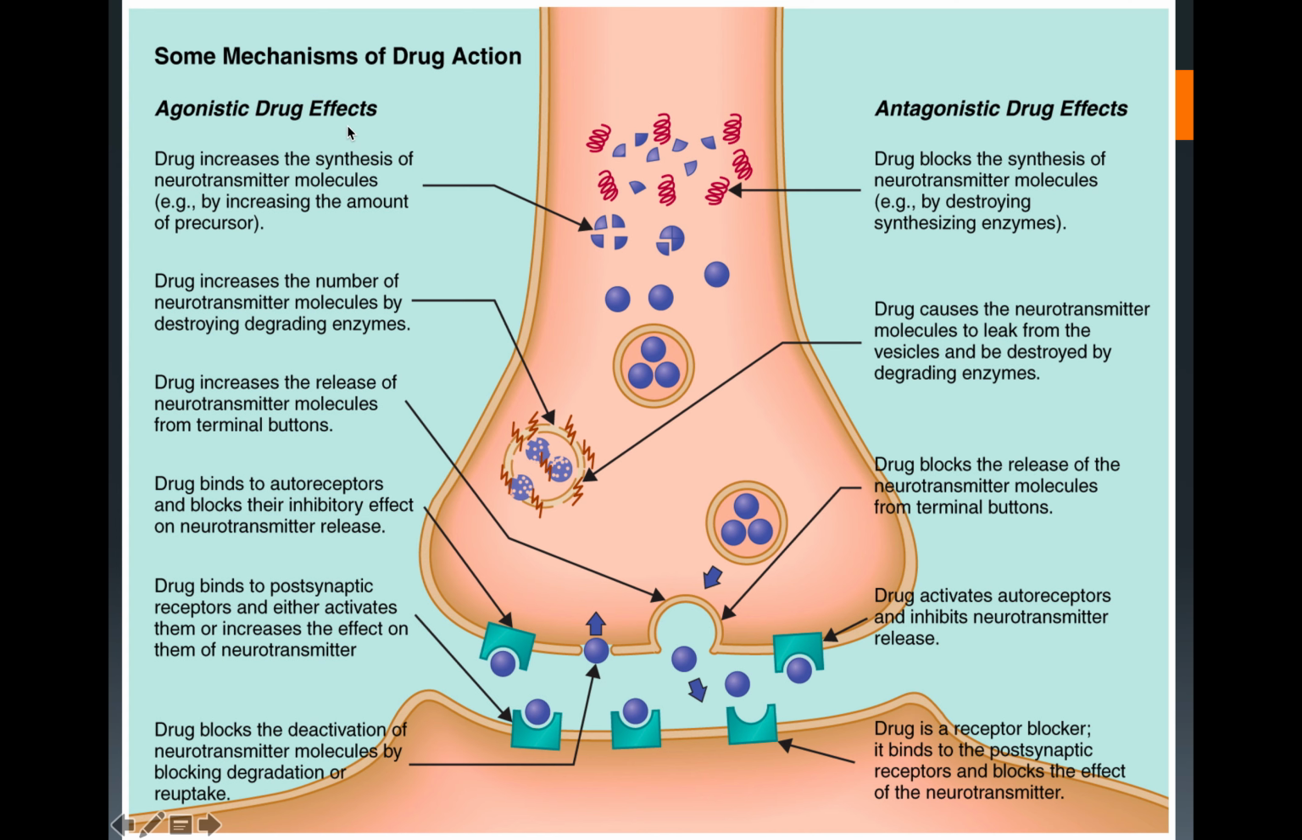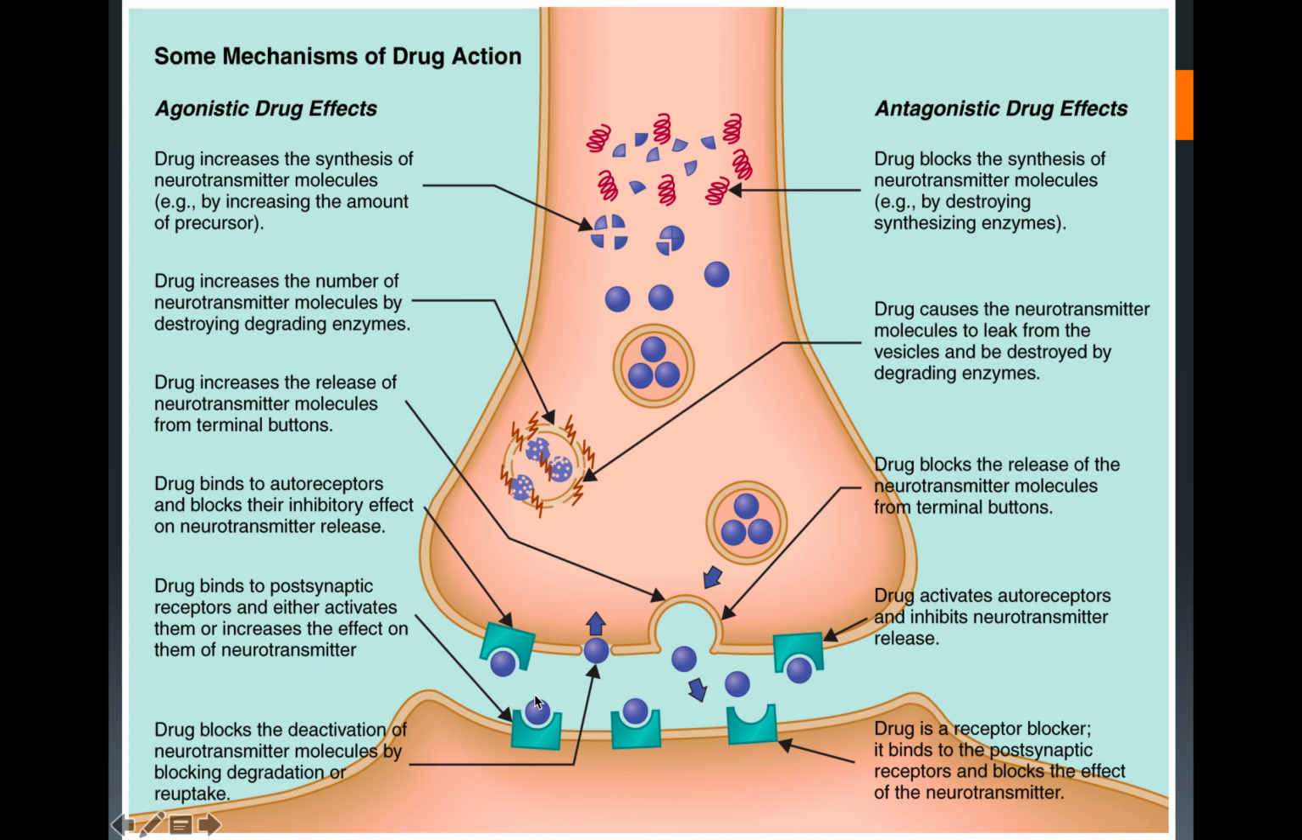So drugs that are agonists are going to increase the effect of a neurotransmitter. They could do this by increasing the synthesis of the neurotransmitter, so that could be their precursor to the neurotransmitter. They could increase the number of neurotransmitter molecules. If they destroy the things that destroy the neurotransmitters, fewer neurotransmitter molecules will be destroyed and you'll have more neurotransmitters. They could increase the release of the neurotransmitter from the terminal button. They could bind to an autoreceptor and block it so that it doesn't then impact future release. So it doesn't decrease future release by binding to this receptor instead of the neurotransmitter.